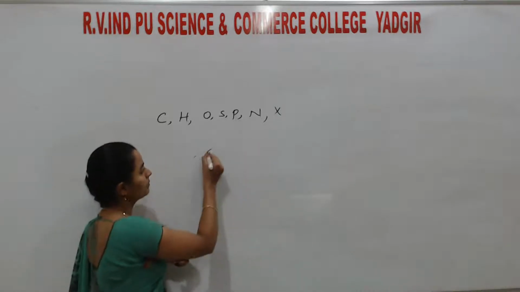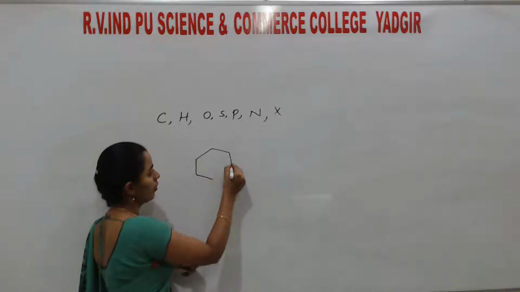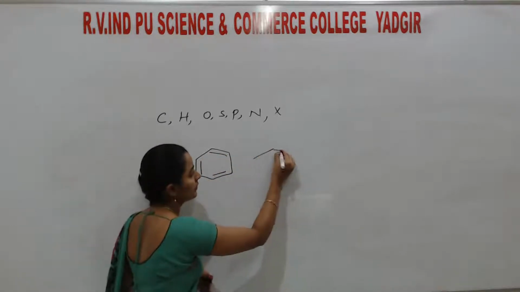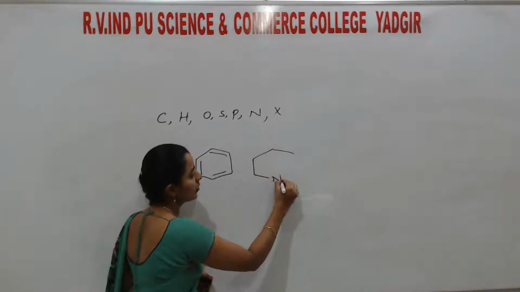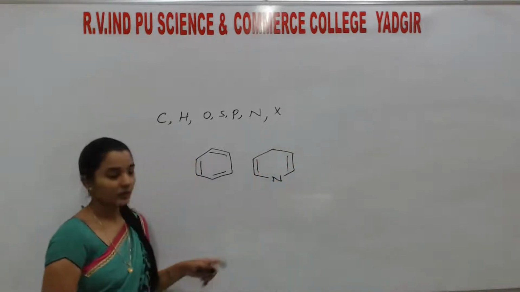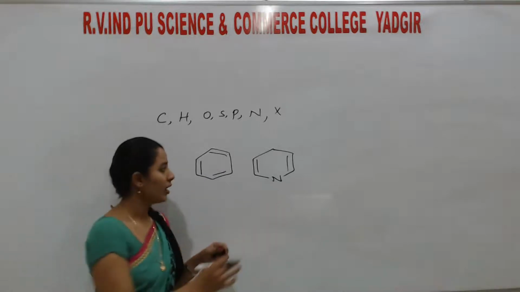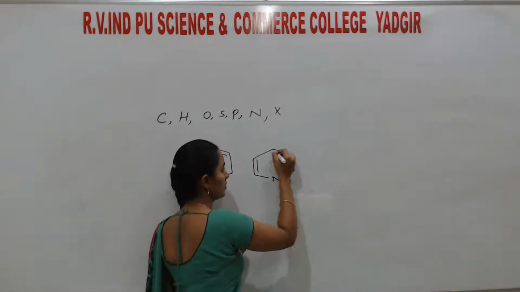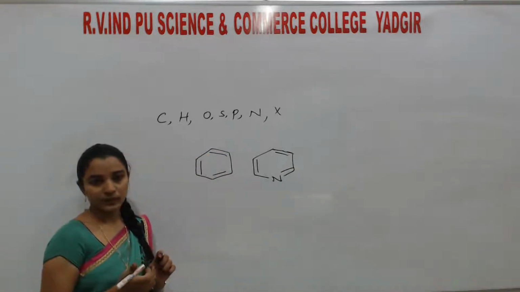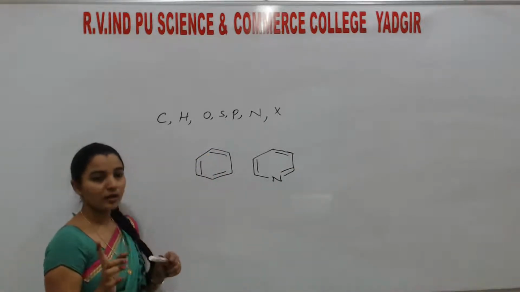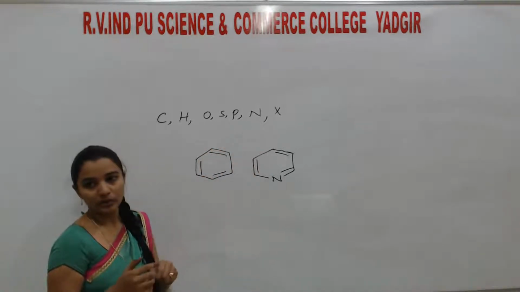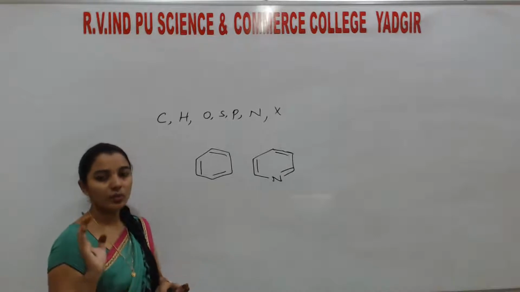For example, listen, this benzene is an example of a homocyclic compound because all are carbon atoms here. Similarly, these three are benzene, one is replaced by nitrogen. This is a heterocyclic compound. Understand? So at least one of the atoms is replaced by any other heteroatom other than carbon. Hetero means different, homo means same.